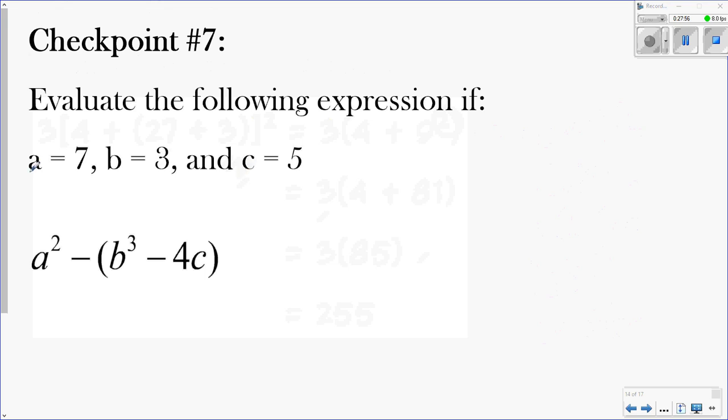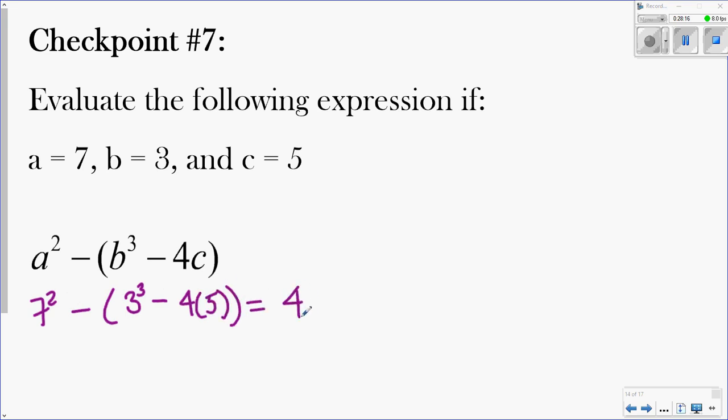You're gonna have problems where you need to plug in, substitute numbers for the variables, and then simplify the expression by using PEMDAS. So we got 7 squared, and then got this, and then 4 times 5. All right, so now we can start simplifying it. And 49 minus, since this one's going to be a negative number, it'll be 21.